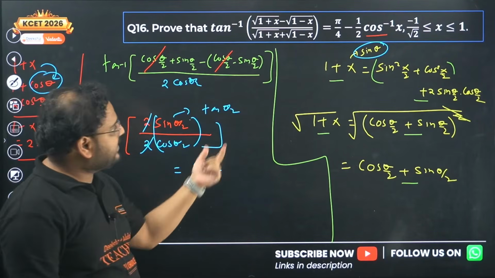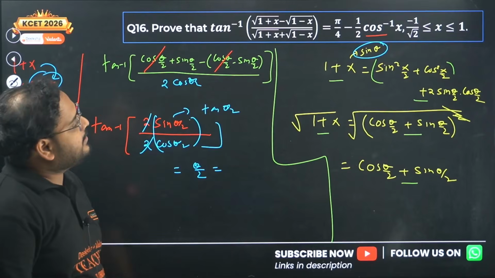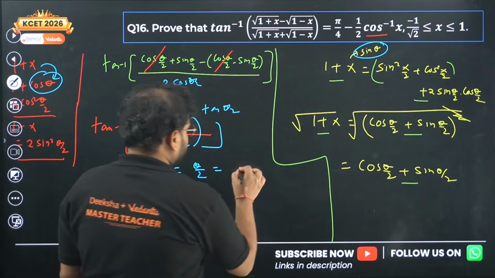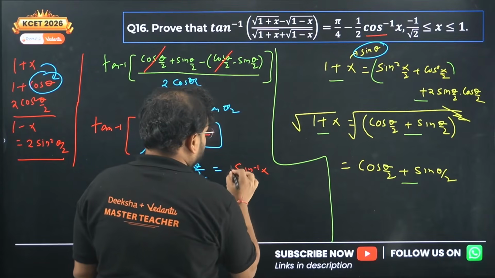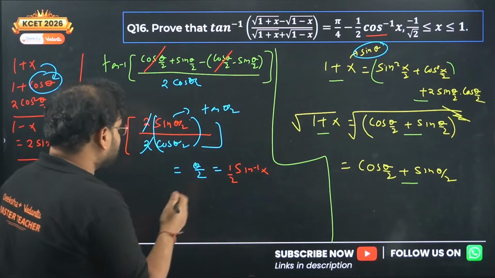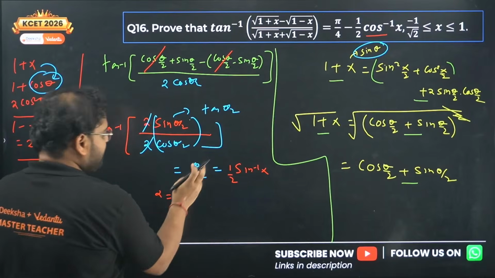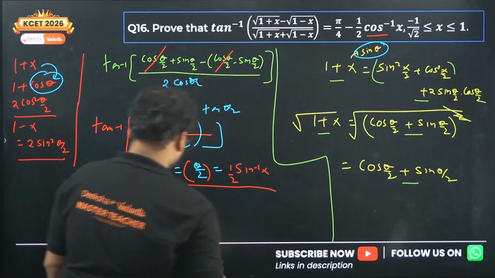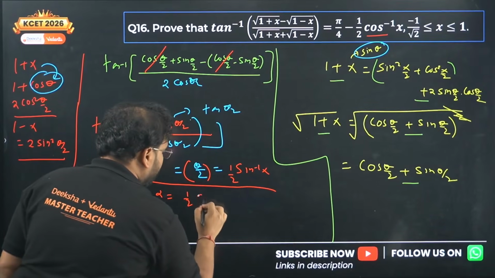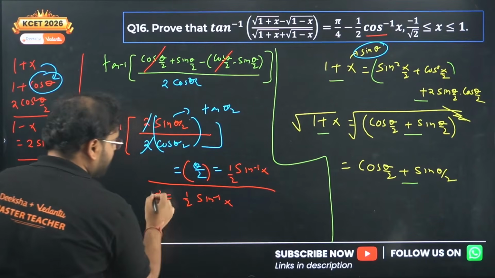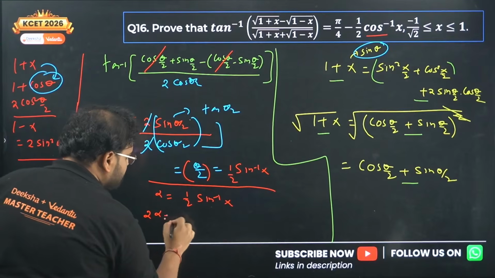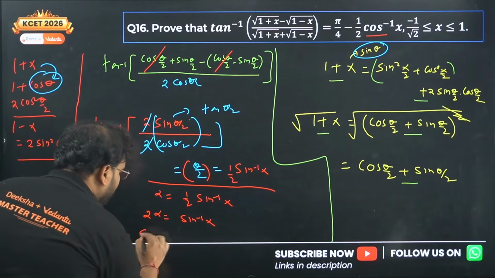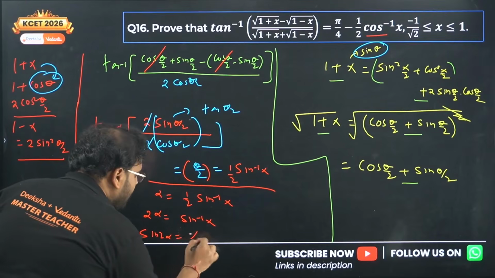Theta by 2, if I take directly from here, it will become sine inverse of x by 2. Okay, that is correct. If I take this theta by 2 as some angle alpha, I'm trying to reach from here to this part. So 1 by 2 is equal to sine inverse of x. Bring here alpha, it will become 2 alpha equals sine inverse of x. Bring back over here, you'll get sine of 2 alpha equals x.